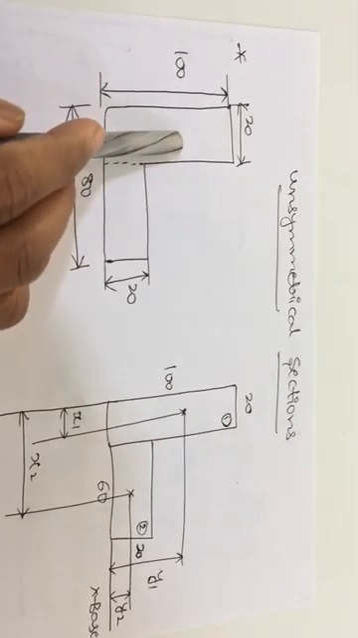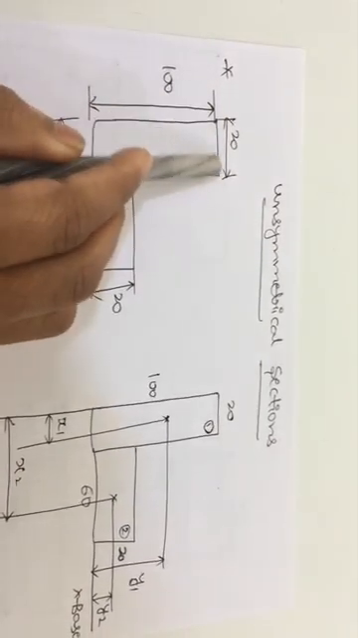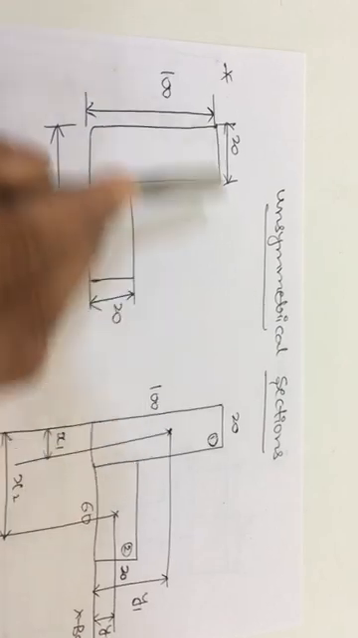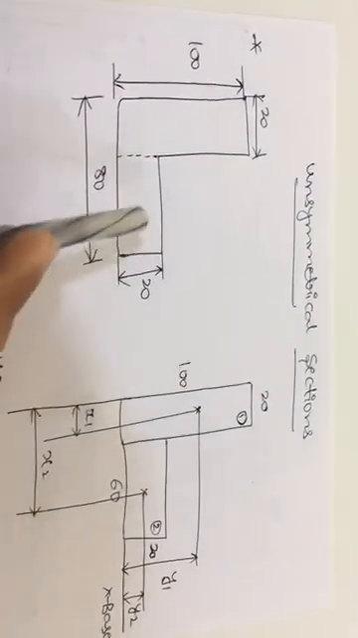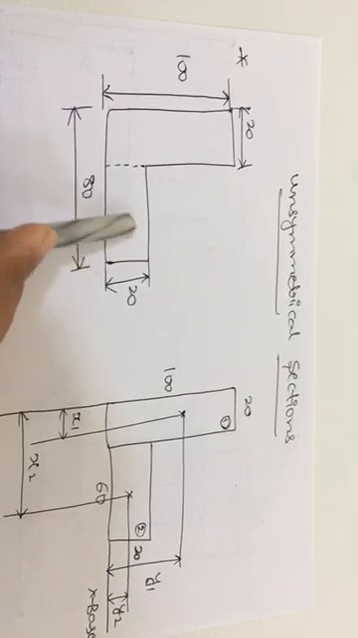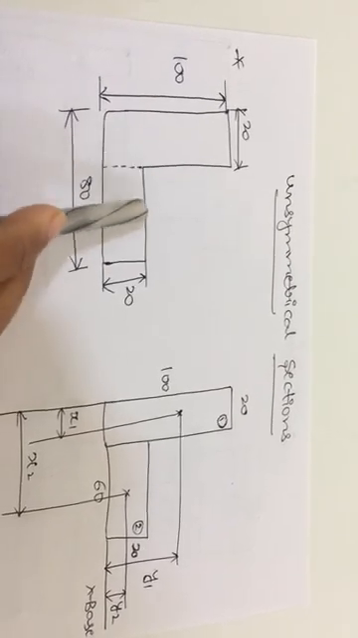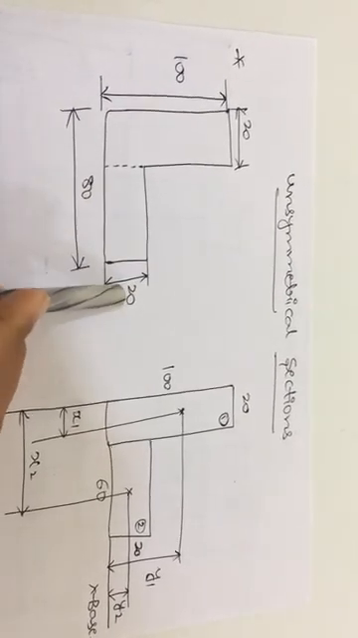As this is the first section, what is the base value for the first section? 20. Next, what is the depth value for the first section? 100. Next, see the individual dimensions for the second section. The individual second section depth value is equal to 20.